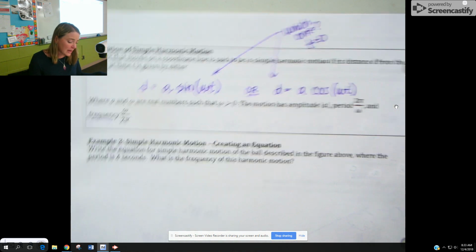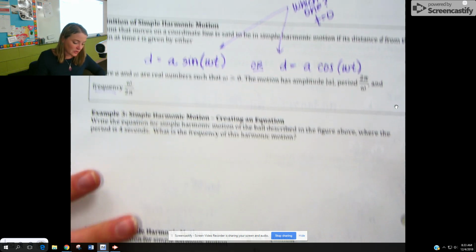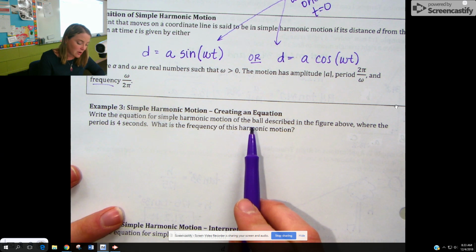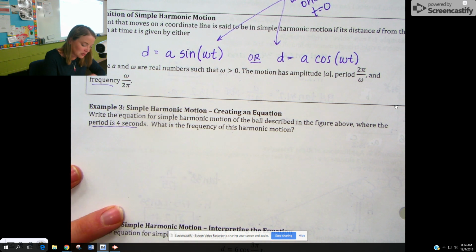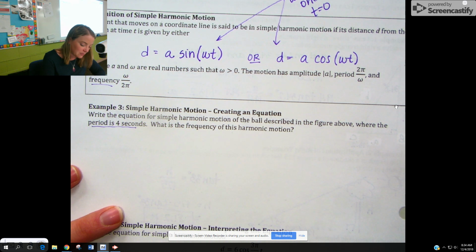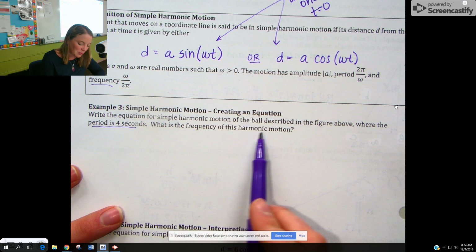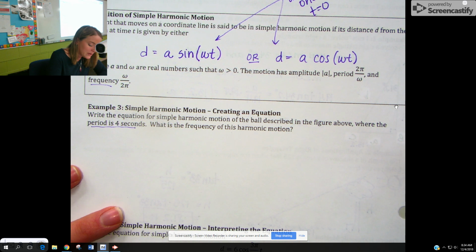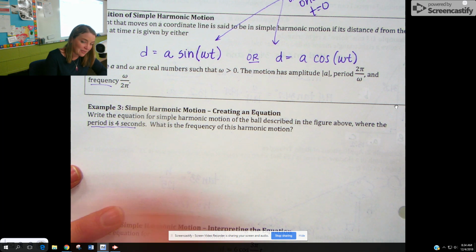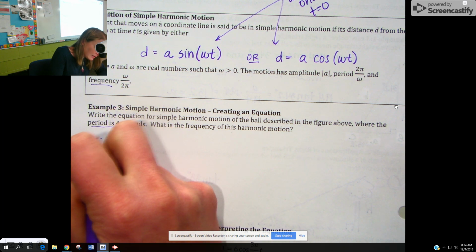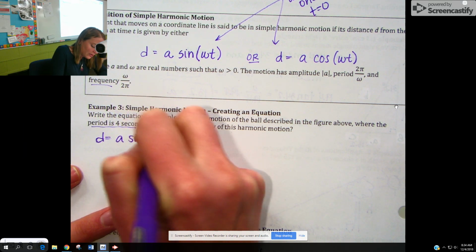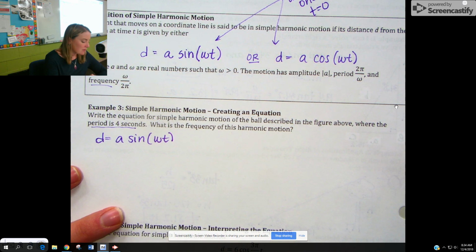So let's try one. In example 3, it asks me to go ahead and create an equation for the harmonic motion of the ball on the front side of the figure. And they've given you a little bit of information about the period. We'll stop there with that question first, and then we'll work on the frequency question. So if we look back on the front side, it did say that the ball was going to start at equilibrium. So at time 0, I want to be at that 0 line. And so I'm going to select D equals A times the sine of omega t as my equation.